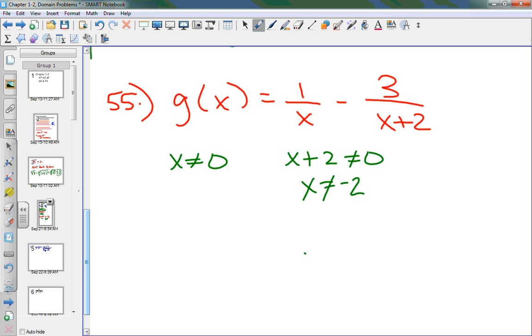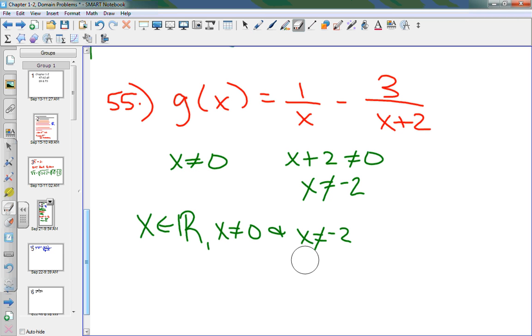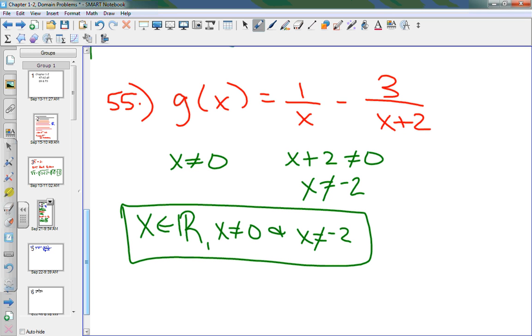So now I need to put it into what? I need to put it in a number family or number system, and that means x is an element of the reals, but x cannot be 0, and x cannot be negative 2. Are we getting it?